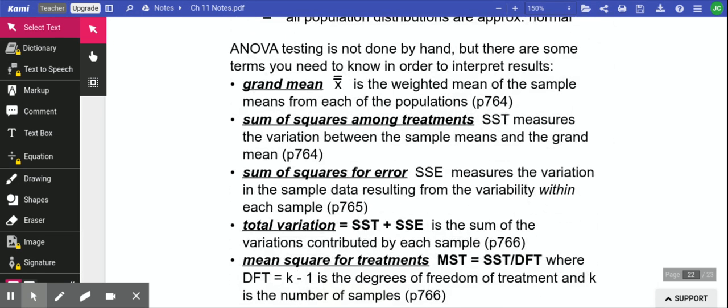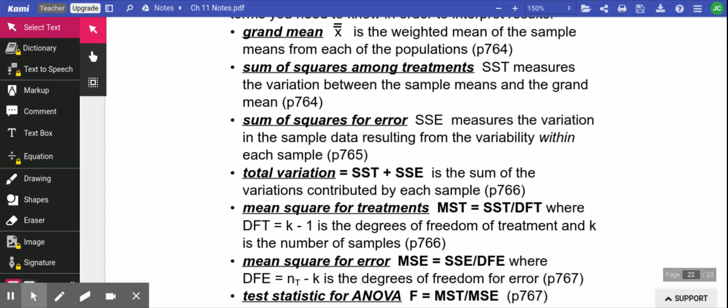There's a bunch of terms that you need to know. I'm just going to go through these really quickly. They can be found in your book when you read the section. I've referenced the page numbers. A lot of these formulas are on your yellow reference sheet as well. So the grand mean is the weighted mean of all of the sample means. Sum of squares among treatments, that's SST. It measures the variation between the sample means and the grand mean. So think of it like a standard deviation, sort of. Sum of squares for error measures the variation in the sample data resulting from the variability within each sample. So think of that as a standard deviation within each sample.